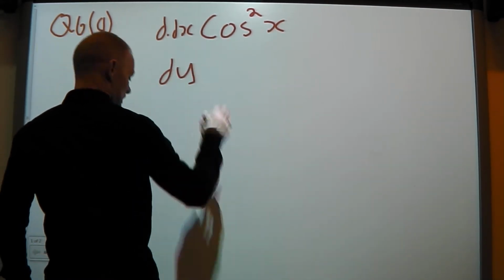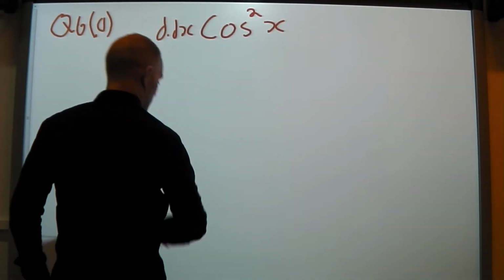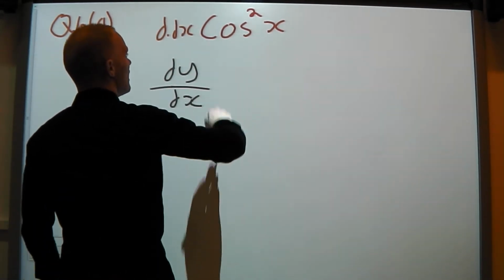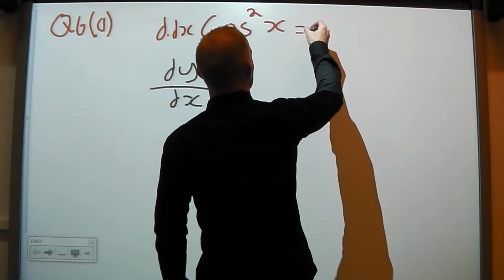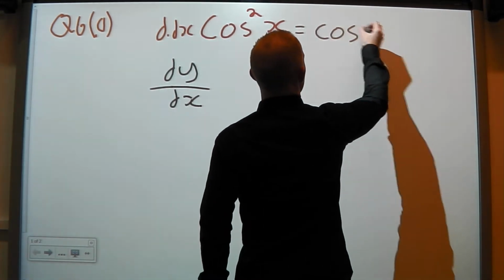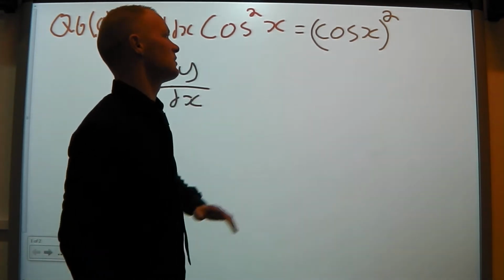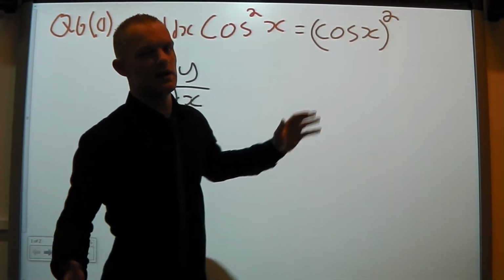So that implies dy/dx. Remember, it's cos squared x. I'll just rewrite this as equal to (cos x) all squared. And that's what cos squared x actually is. We'll write it that way to make it appear easier for this question.